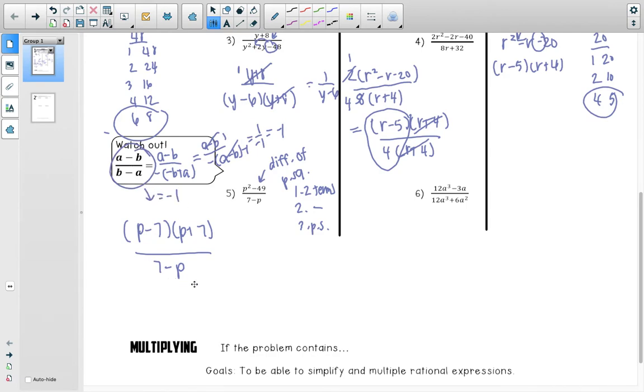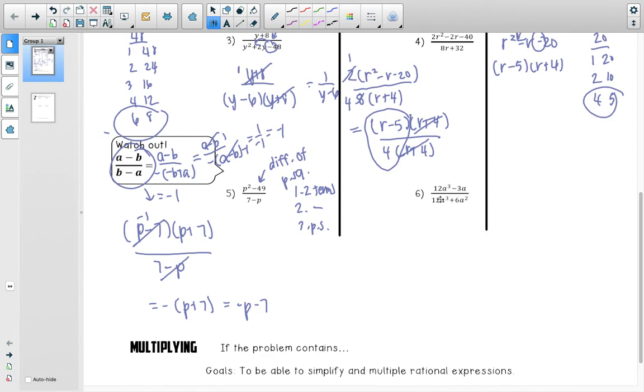So the question is, what's similar? Well, this is similar. 7 is negative, 7's positive, just like that. The variable here is positive, but down here it's negative. So these would cancel out, leaving you with a negative 1. So the final answer is negative p plus 7 or negative p minus 7. So it can go either way. All right, last example for this page.